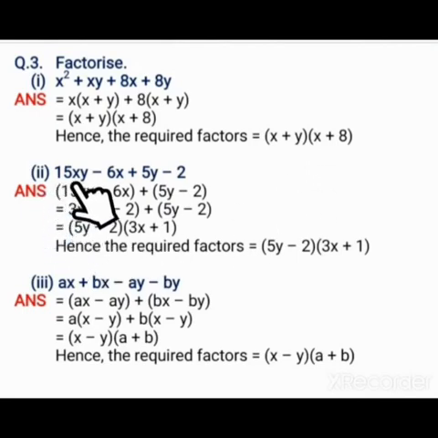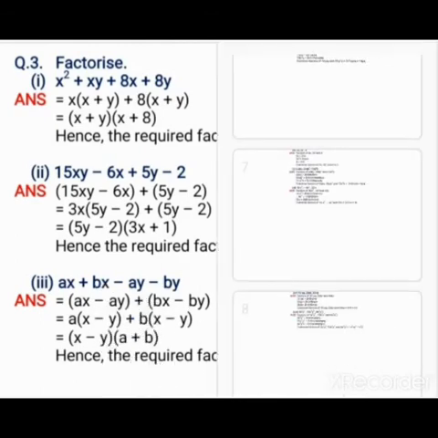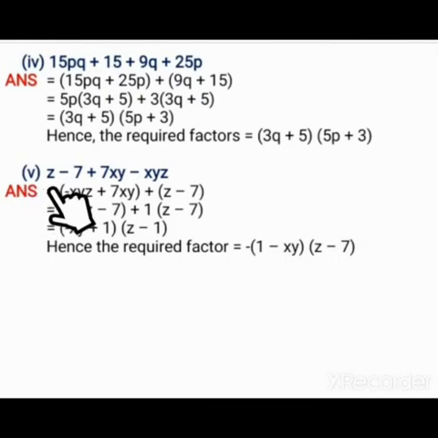Same as the second one, 15xy minus 6x plus 5y minus 2. Take a group: 3x is a common factor in the first group and 1 is the common factor in the second group, because there is no common coefficient and no common variable. So our required factors are 5y minus 2 and 3x plus 1. Same for the third, fourth and fifth ones. So you have to find out the factors of each and every expression.